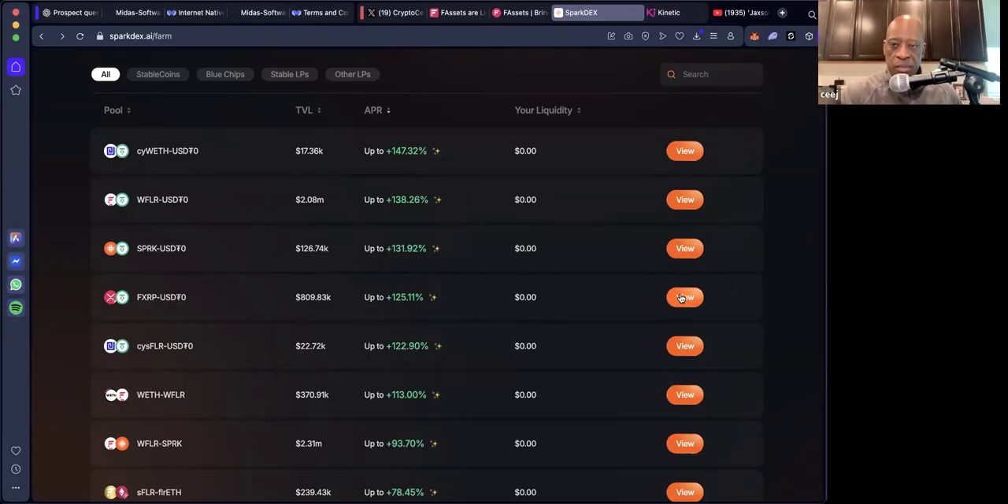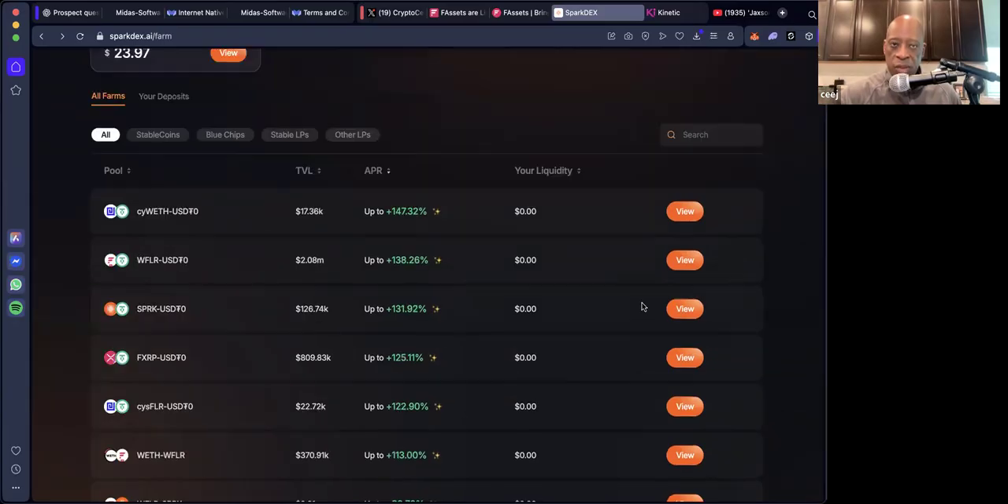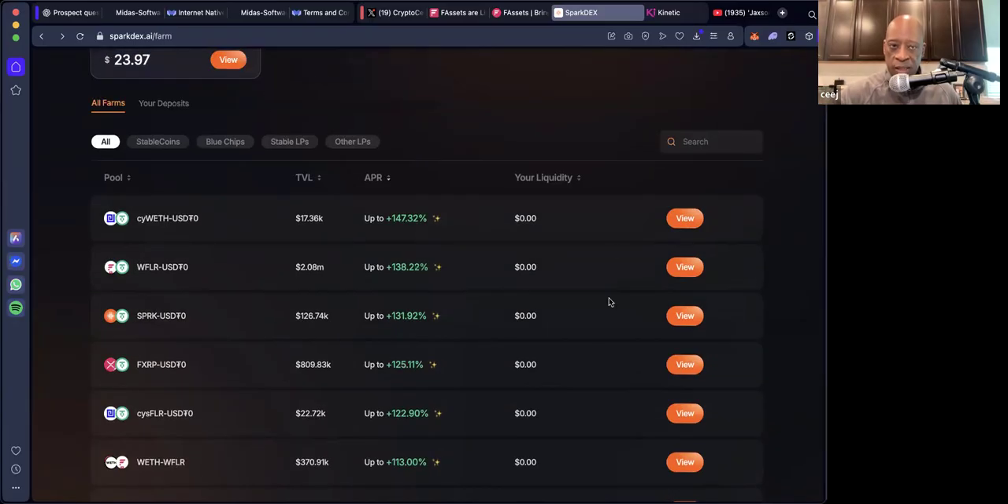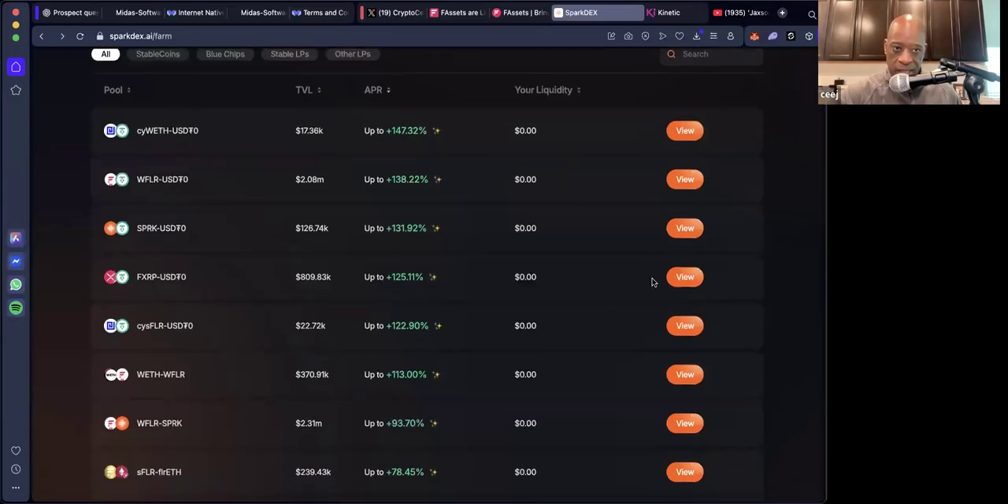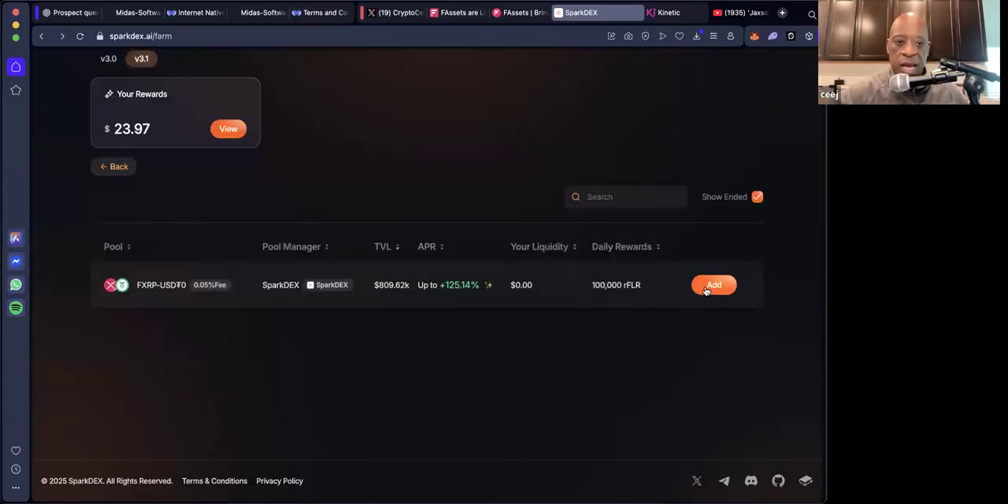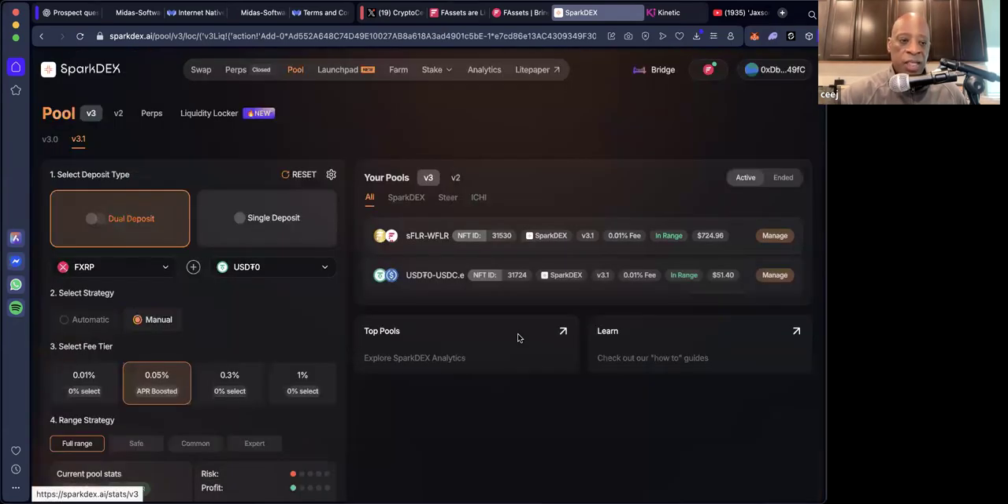So I'm going to click view. I don't need to go over the obvious stuff, like connecting your wallet and things like that. We're going to add some liquidity to this liquidity pair, right? So we're going to hit add. And it defaults to dual deposit. That is what you want. It says here FXRP and USDT zero.